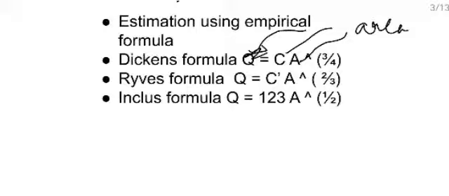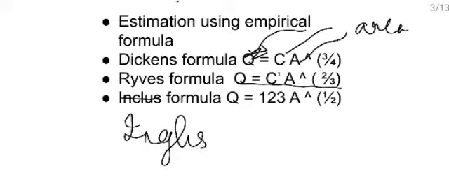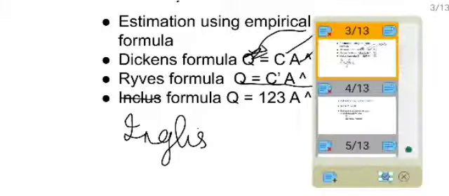Next is Ryves formula, which is C dash times A raised to 2 by 3. C dash is the coefficient that depends on the catchment, and A is the area of the catchment in square kilometers. Then there is the Inglis formula, which is used in the southern part of India. It is 123 A raised to half, where A is the area of the catchment.